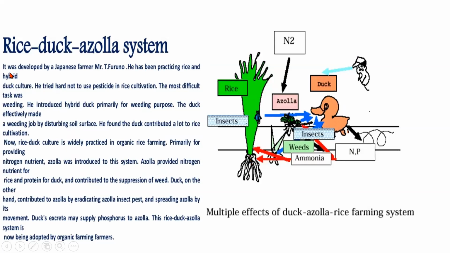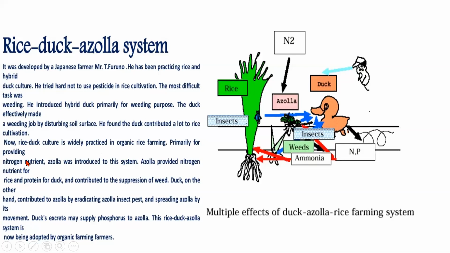It was developed by a Japanese farmer. He used to practice rice and hybrid duck culture. He didn't use any pesticide for rice cultivation. He introduced the hybrid duck primarily for weeding purposes. He had a particular duck which would eat the weeds. The duck effectively did the weeding job by disturbing the soil surface. The duck gives out excreta, which is rich in nitrogen and phosphorus, and using that, the azolla grows well. And from then on, rice duck culture is widely practiced in organic rice farming.